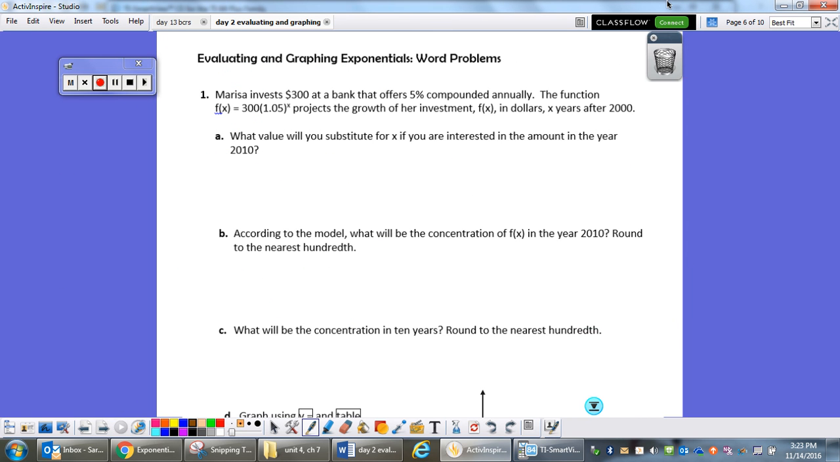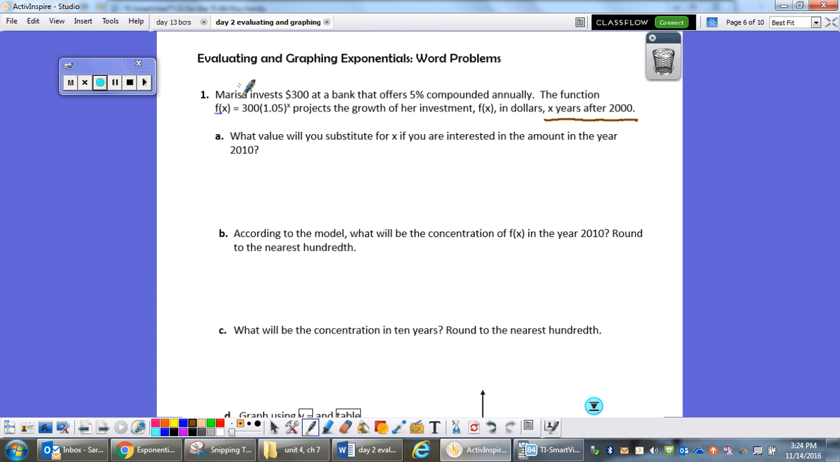All right, so we just evaluated exponential equations, and now we're going to use these in real life to make a prediction. So your problem is Marissa invests $300 at a bank that offers 5% compounded annually. The function f of x equals 300 times 1.05 to the x projects the growth of her investment, f of x, in dollars, x years after 2000.